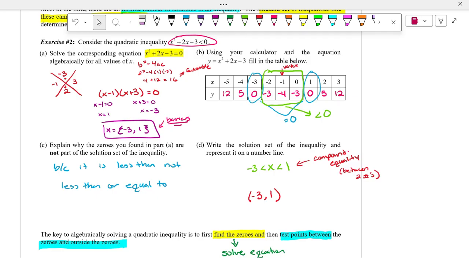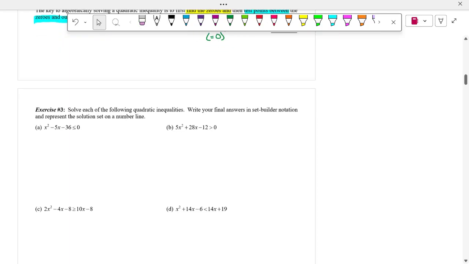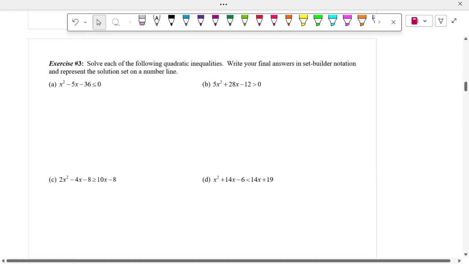So let's say that if I was testing this, I would test a number on the outside of -3, so less than -3. I would test a number in between 1 and -3, sorry. And I would test a number greater than 1. And basically, what you're going to do is plug those numbers back into your original function and see if you get less than 0 as their numbers. And that'll tell you where your solution set lies. Yep. Inequalities are a pain. So let's do some more.